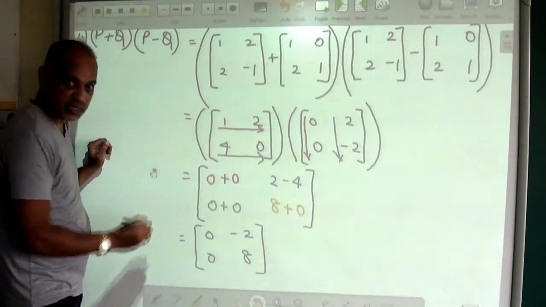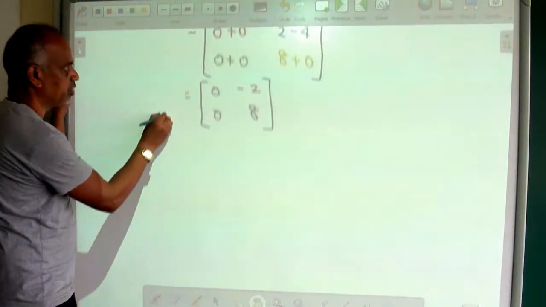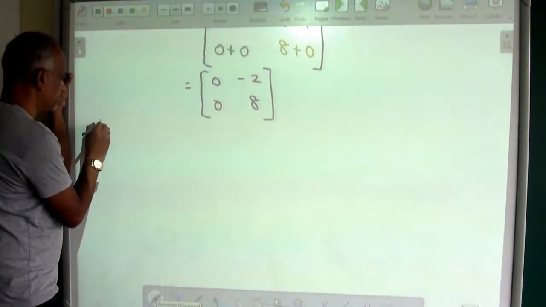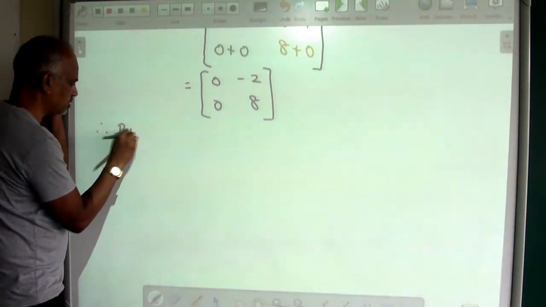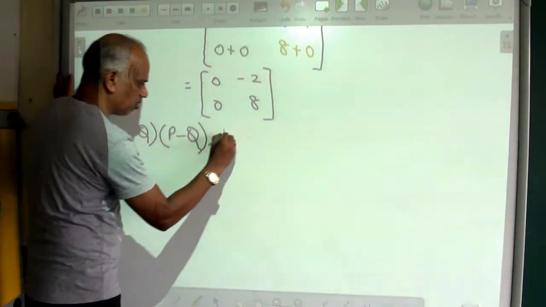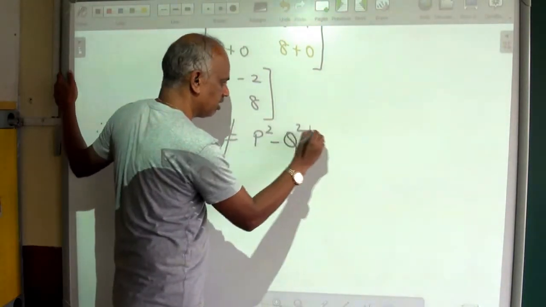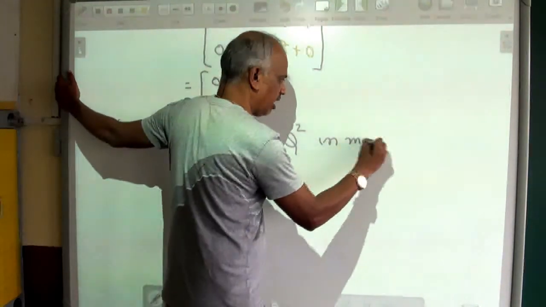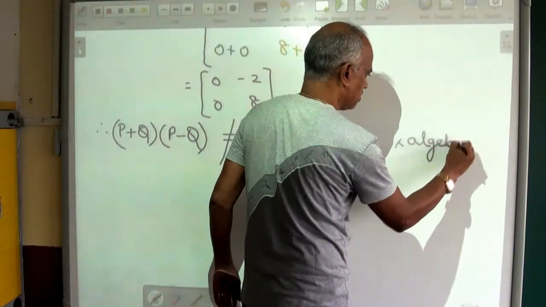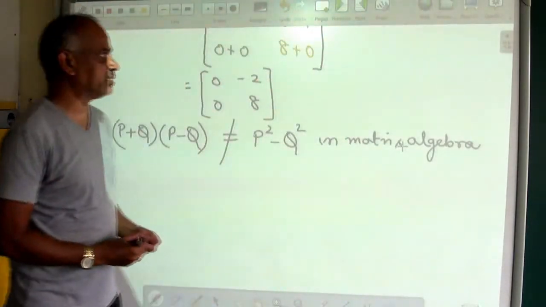According to matrix algebra, it is false. Usually, only in rare cases will you get both these matrices equal. So therefore, P plus Q into P minus Q is not equal to P squared minus Q squared in matrix algebra. So that's the last part.